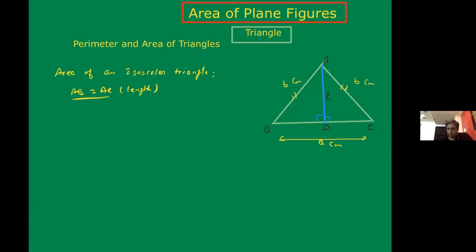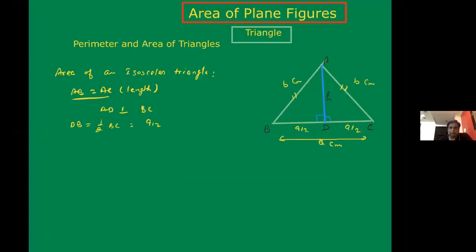So now I need to find out the area of the isosceles triangle. We know that AD is perpendicular to BC. In this case, BD equals 1/2 BC. So we know that BD equals A by 2, and DC is also A by 2. Fine. Now we can find out the area of the triangle.